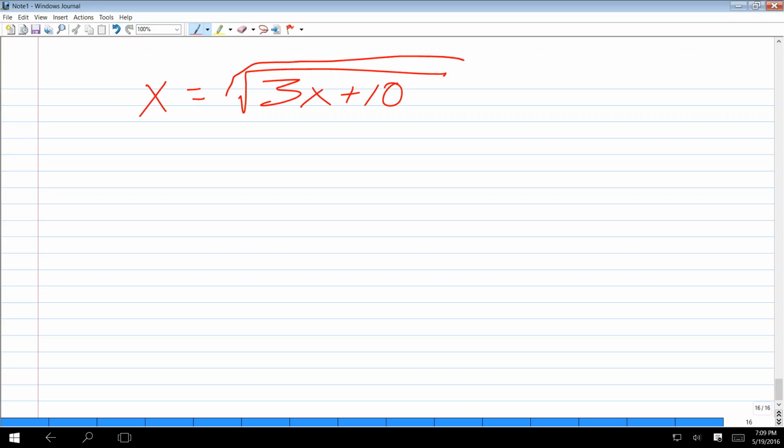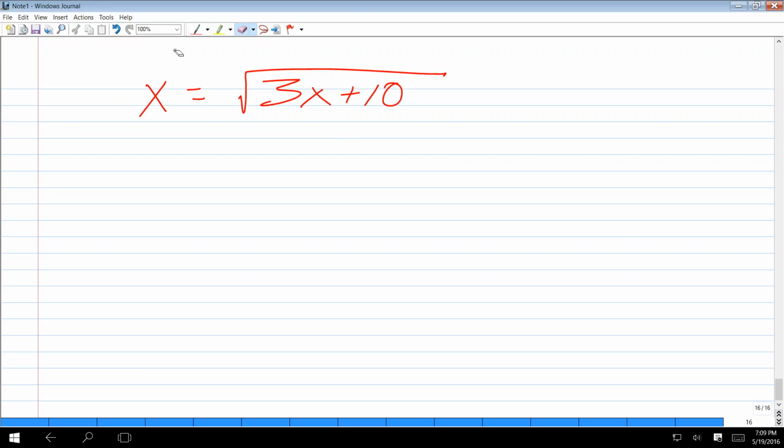Solve the radical equation x equals square root of 3x plus 10. Okay, when you have a radical sign in an equation, what you usually want to do is isolate it and then square both sides. Well, it's already isolated. We don't need to isolate it anymore.